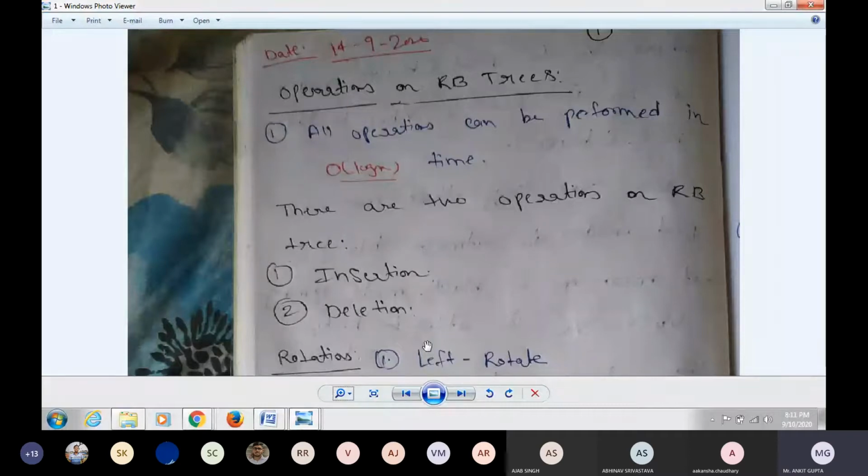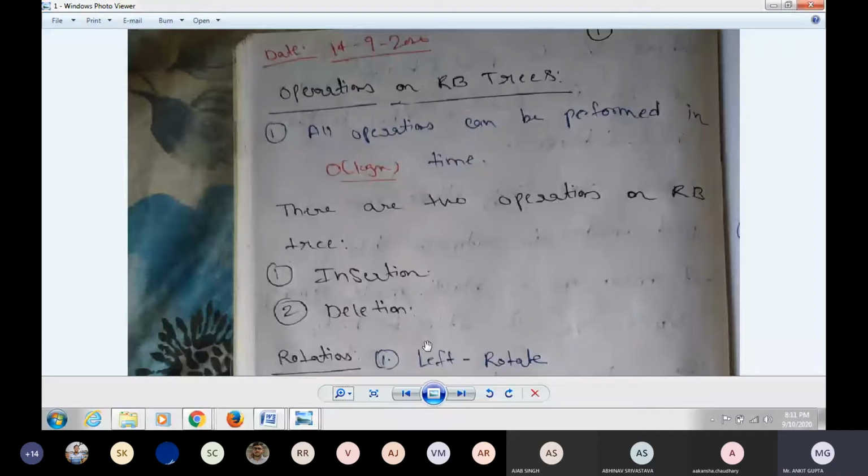I have already proved that. Now can anyone tell me what the rules, what the properties of a red-black tree are? Anyone can tell me about coloring and all? Because in insertion or deletion, you have to remember all the properties of the red-black tree.